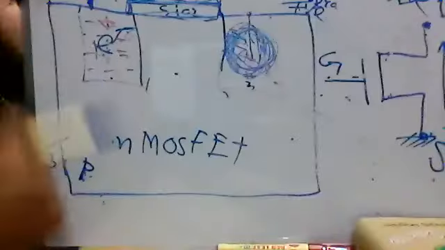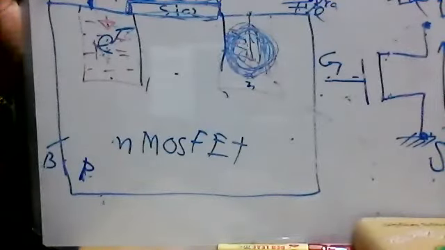Sir, I have a question, sir. So how is the channel being built if there is no connection between the gate and the inner circuit? There is no electrical connection there at the gate. It's separated by the silicon oxide layer. So how is the connection being built there?